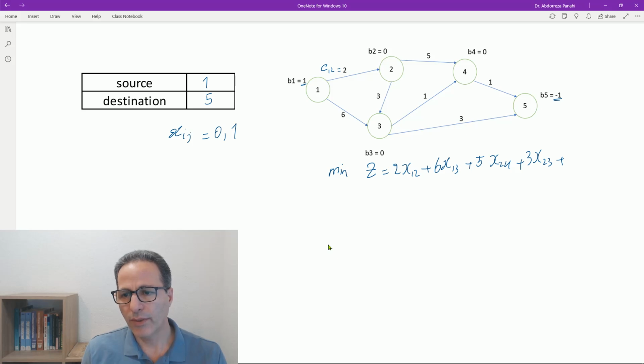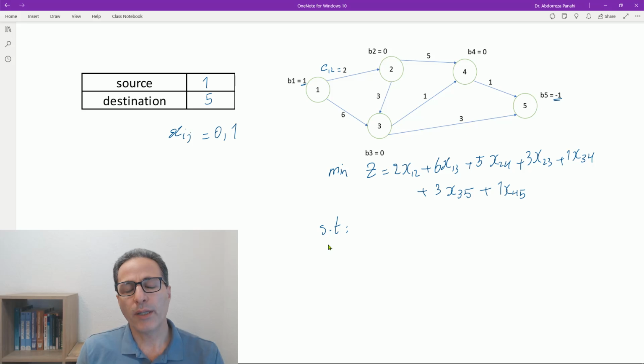Now if we are at 3, we can go to 4 or 5. To 4 we have 1 times x34 plus 3 times x35 plus. If we are at 4, we can go to 5 by this cost, 1 times x45, and there is no outgoing arc from 5. So this is the objective function. We want to minimize it, subject to the conditions.